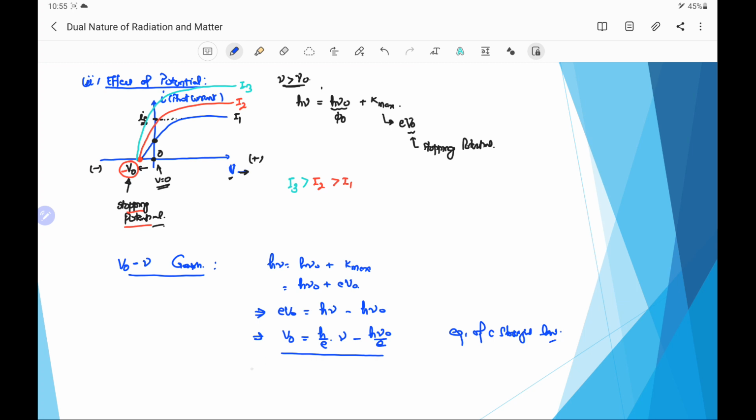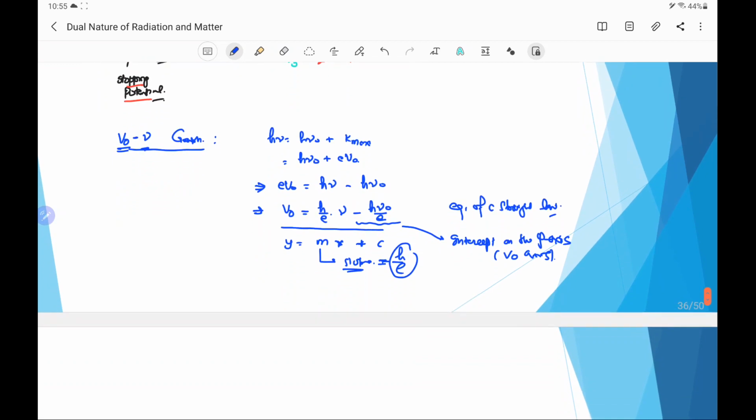If we compare this equation with the equation of a straight line, y equal to mx plus c, the m is the slope. So the slope of the graph is h by e. That means the slope of the graph V naught versus nu remains constant, because h by e is a constant. And this negative term, minus h nu naught by e, is the intercept on the y-axis, that is, the stopping potential axis.